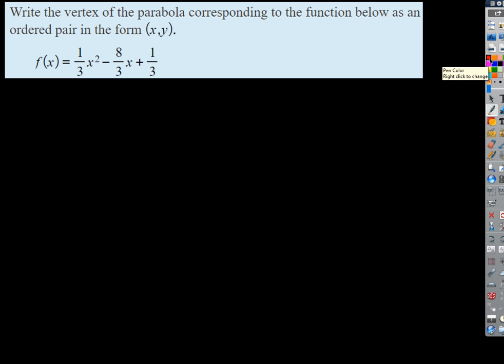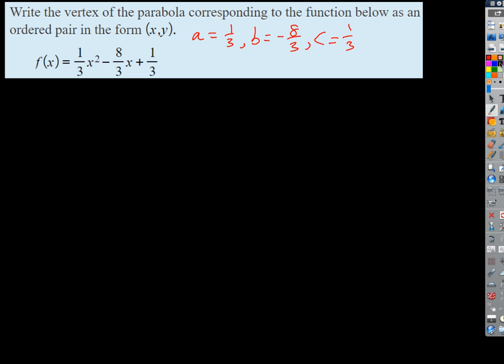So what's going to be the value of A? Luke, what's the value of A? Value of A is 1/3. 1/3. Good. Lauren, what's the value of B? -8/3. Okay. And what's the value of C? Kira, what's the value of C? 1/3. Good. So we've got A, B, and C.